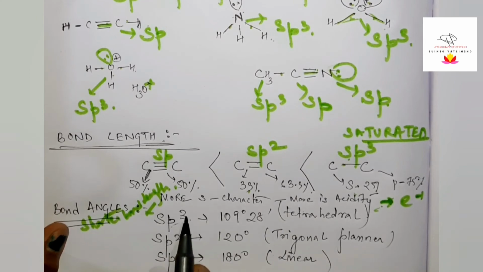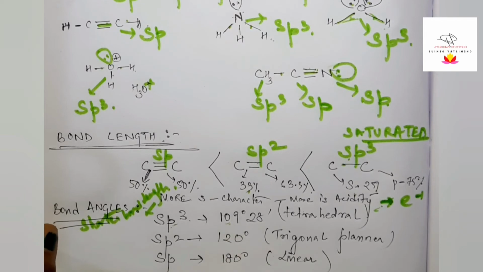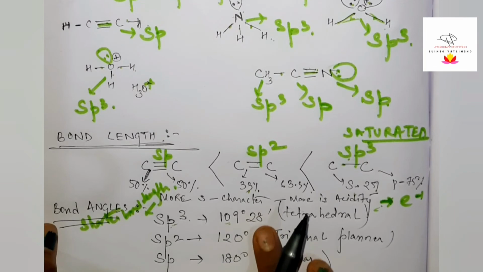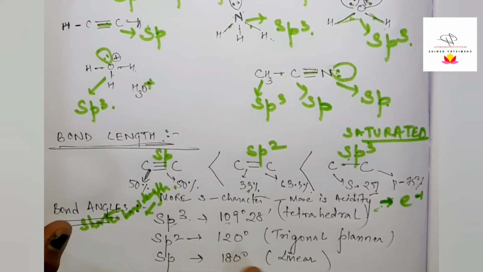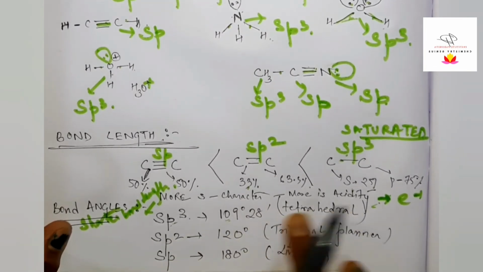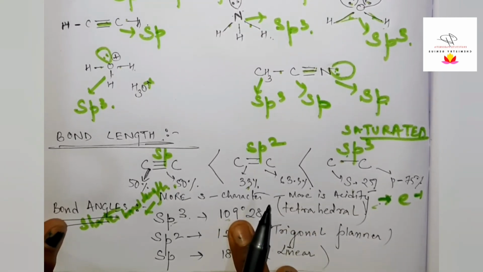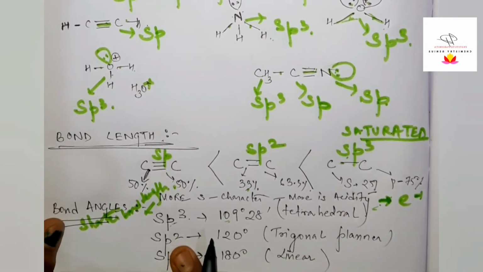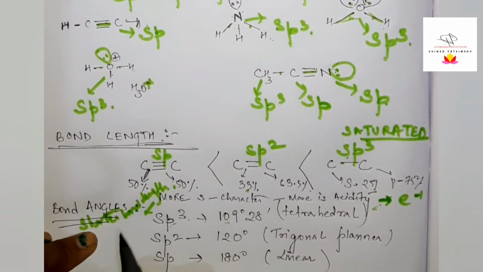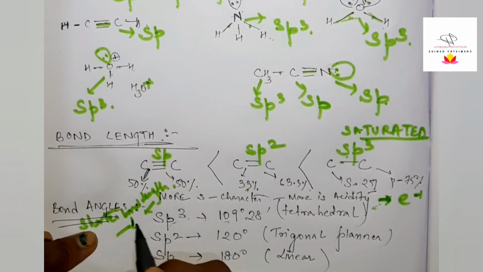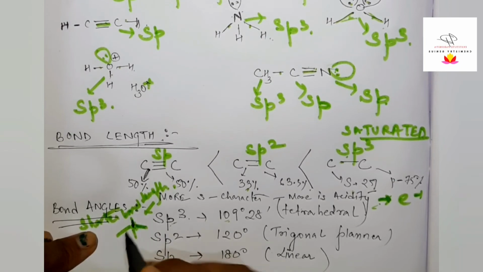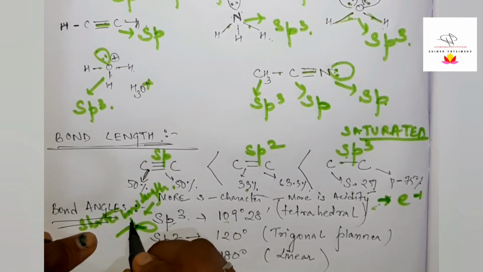See, in sp3 hybridization state, the bond angle is found to be 109 degrees 28 minutes. When it is 109 degrees, the shape is tetrahedral. This you have to remember. See, this is the sp3, so this shape is called tetrahedral.